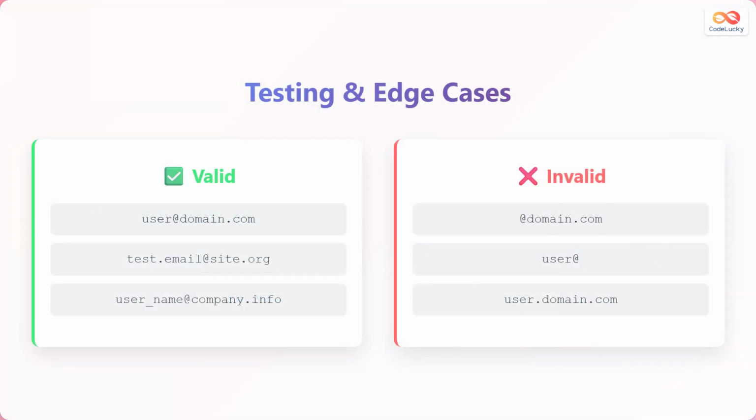Finally, it's crucial to test our regular expression with various valid and invalid email addresses to ensure its accuracy. Valid examples include user@domain.com, test.email@site.org and user_name@company.info. Invalid examples include @domain.com, user@, and user.domain.com. Testing with edge cases helps to identify any potential flaws in the pattern and improve its reliability.